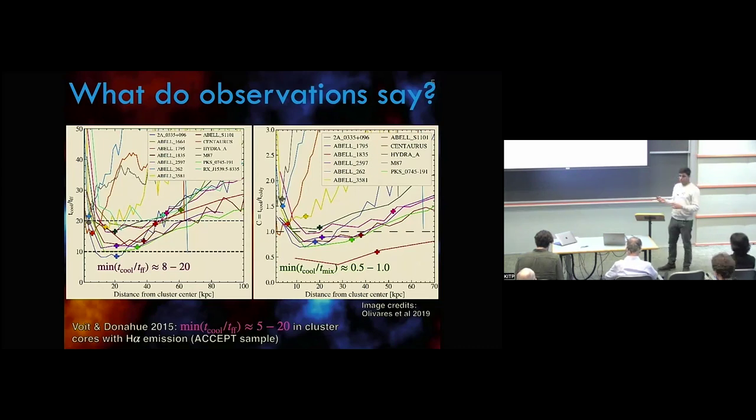And my question was, what is actually more important? Is it T free fall or T mix? And I basically designed some idealized experiments to study this.